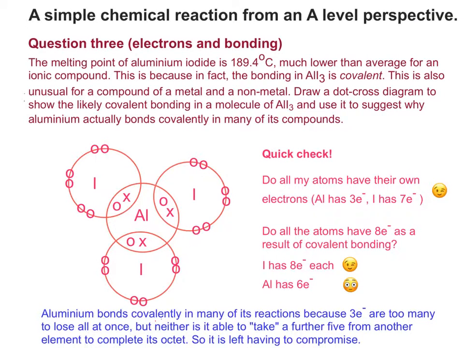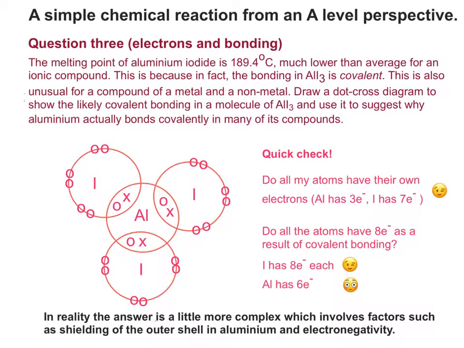So the simple answer to this is that aluminium bonds covalently in many of its reactions because 3 electrons are too many to lose all at once. You probably remember that metals lose electrons in most cases when they react. But aluminium isn't able to do that because that's a lot of electrons to take away all at once. Neither is it able to take a further 5 electrons itself to complete its octet of 8 from another element. That also requires quite a lot of energy, which aluminium might not have. So it's left having to compromise.